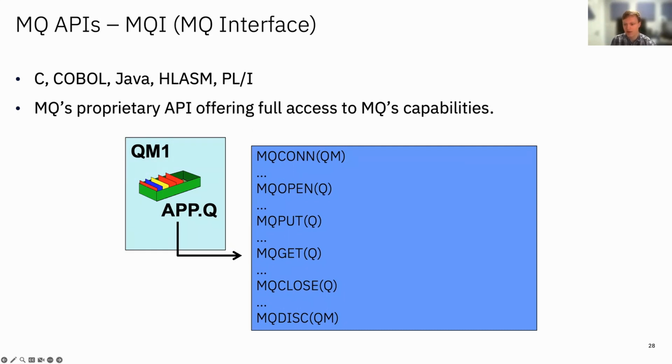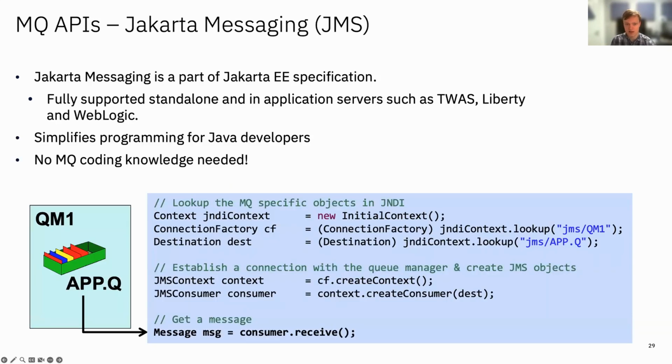The second main way that applications talk with MQ is using JMS, which is now part of the Jakarta EE specification. This is supported by standalone Java applications and in application servers, so WebSphere, Liberty, and WebLogic. It simplifies the experience for a Java programmer, as you don't need any specific MQ knowledge. As JMS supports different messaging providers, it makes it a bit more of a provider agnostic approach.